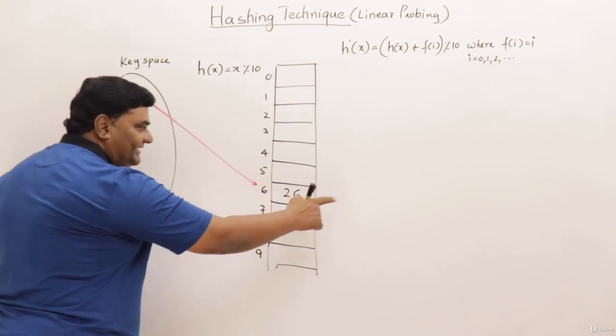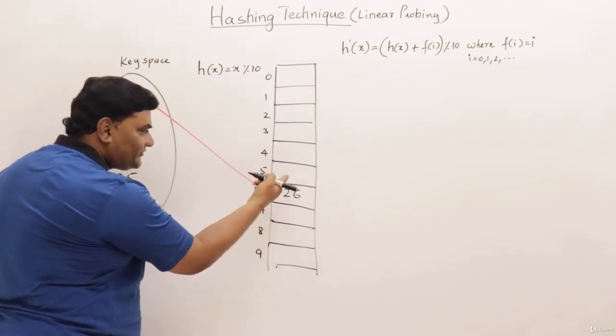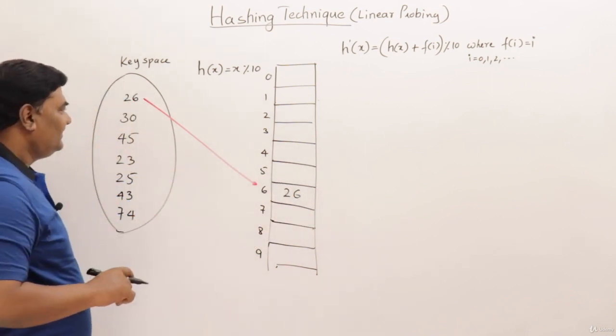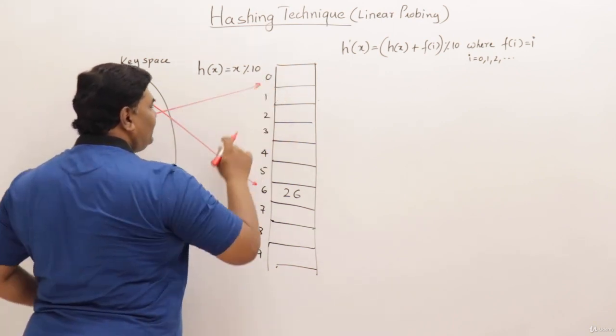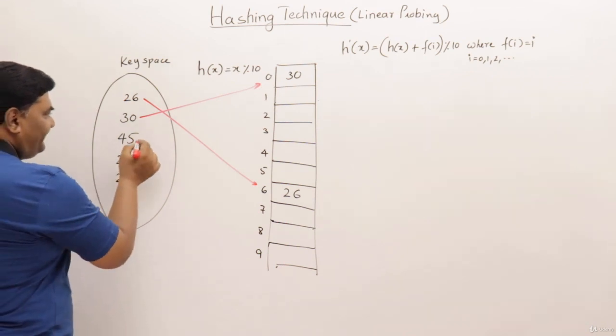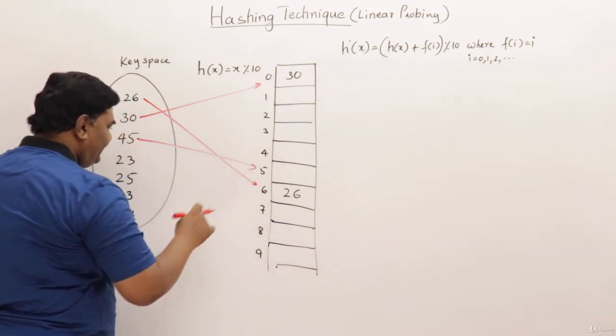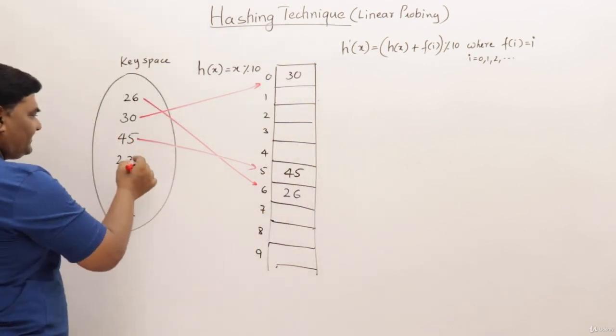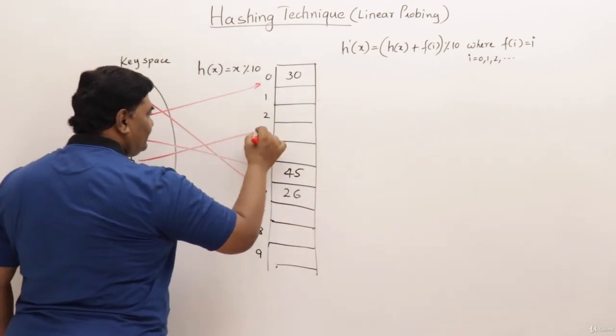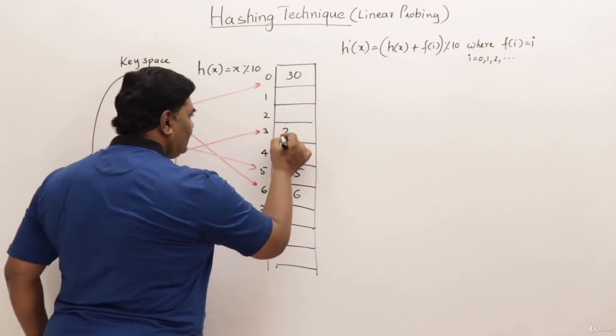So we are not forming a linked list like in chaining. This is a place for storing a key, so we have stored it. The next is 30. 30 mod 10 gives 0, so 30 is stored here. 45 mod 10 gives index 5, so 45 is stored here. Then 23 mod 10 is 3, so 23 is stored here.